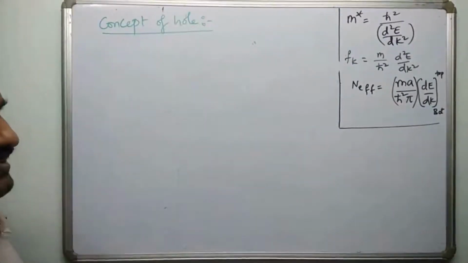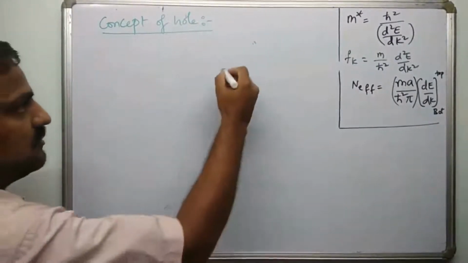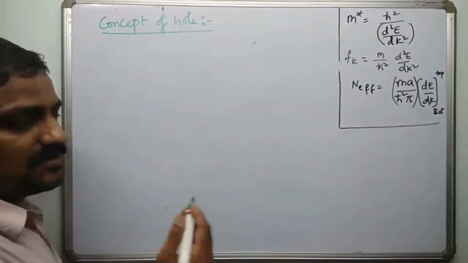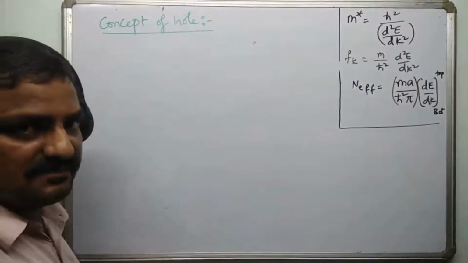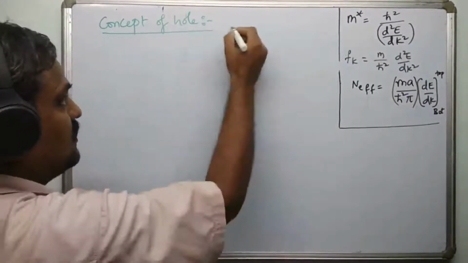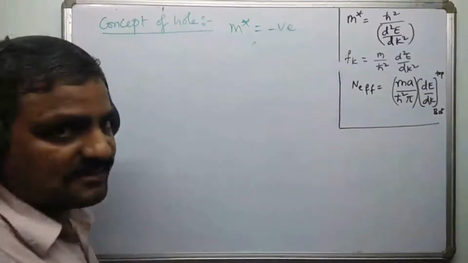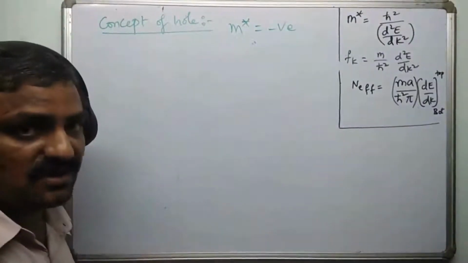How does this arise? We just now showed that if you look at the effective mass of the electron, it is sometimes positive, sometimes infinity, sometimes negative. So if m star is negative, what are the consequences? This consequence is what you call a hole.